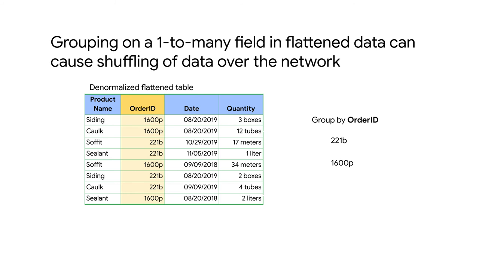However, there are cases where denormalizing data is bad for performance. Specifically, if you have to group by a column with a one-to-many relationship. In this example shown, order ID is such a column. In this example, to group the data, it must be shuffled. That often happens by transferring the data over a network between servers or systems. Shuffling is slow. Fortunately, BigQuery supports a method to improve this situation.